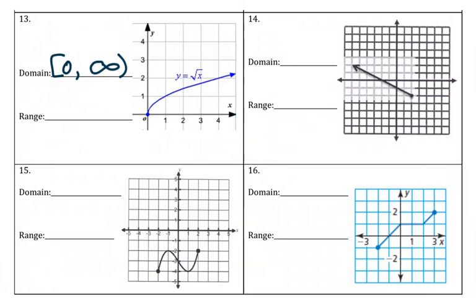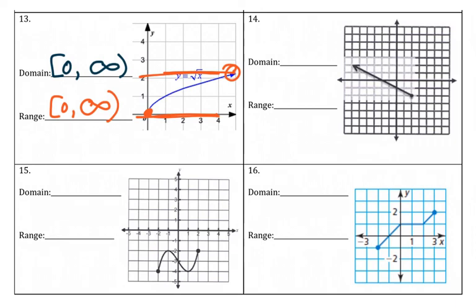Okay, range is bottom to top. Here's the lowest point, and here's the highest point. The lowest point is an ordered pair at 0, so it gets a bracket. The highest point is an arrow, so it's going to keep going up forever, so it's the infinity sign. Okay, so try number 14.